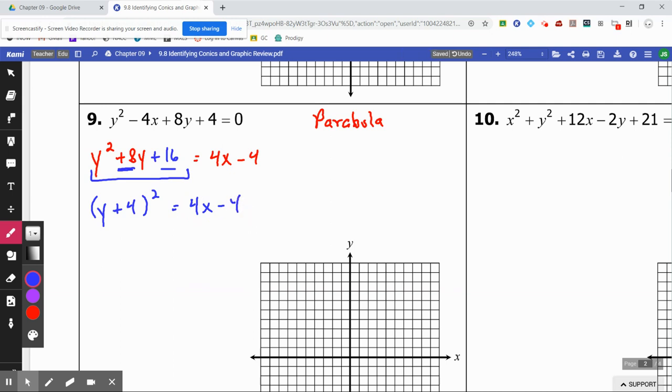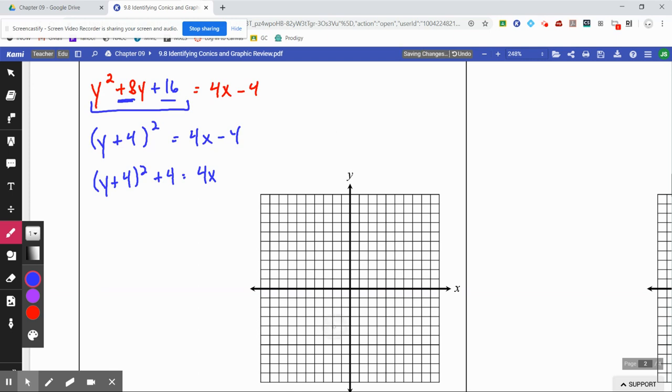Now next up, you can go ahead and move the plus 4 back over. Now this one's a little bit trickier. You have y plus 4 squared plus 4 is equal to 4x. Now what we've got to do is get rid of this 4 here. We've got to divide both terms. You've got two terms over here. We're going to have to divide them both by 4, and that's going to get rid of it.